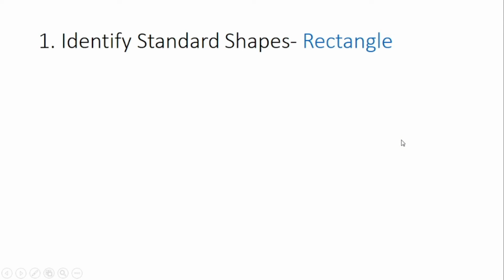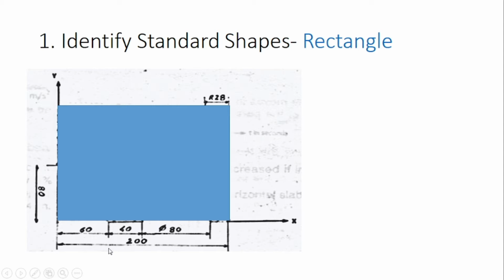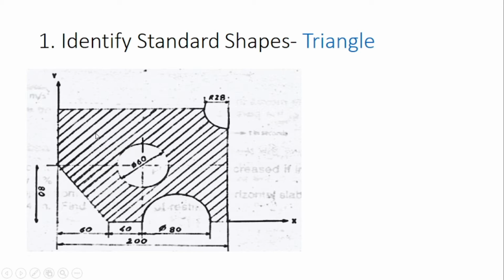So we'll start with step 1. The first shape is a rectangle. This is the complete rectangle, as we can see. The base of this rectangle is 200 and the height is 80 plus 80, that is 160. Now the second shape that needs to be subtracted from the rectangle is a triangle. The base of this triangle is 60 and the height is 80. The next shape to subtract is a semicircle. The diameter of this semicircle is 80, so the radius is equal to 40.